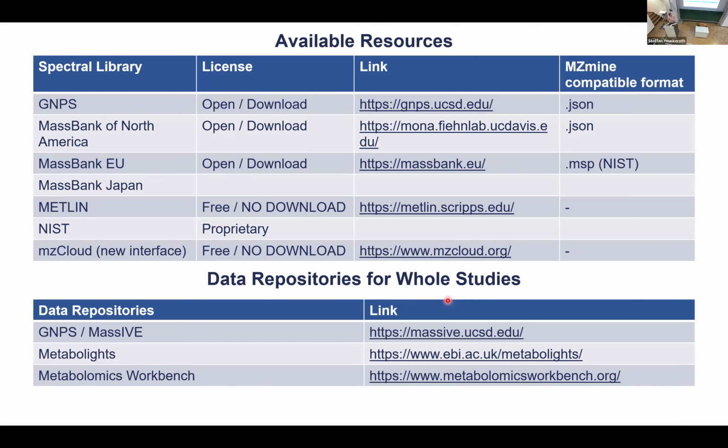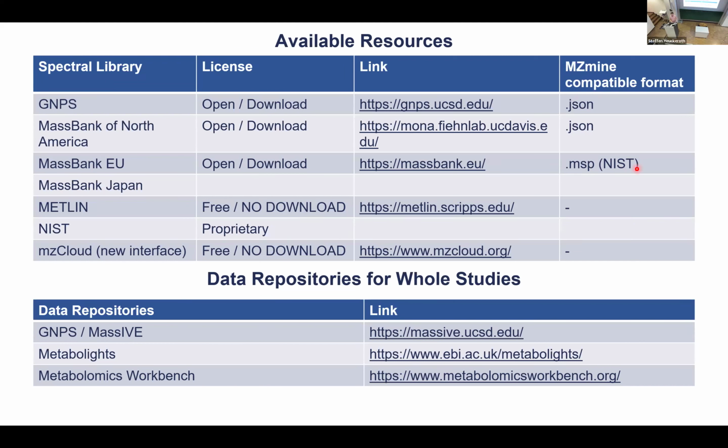Yeah, one thing I would like to stress for annotating your compounds: there are a lot of public spectral libraries, and they also work with MZmine. So if you are trying to get some spectral library matches, you can freely download the GNPS library, the MassBank of North America library, and the MassBank EU library. Some of them are free to use, but not free to download. And some, like NIST, you basically have to buy.